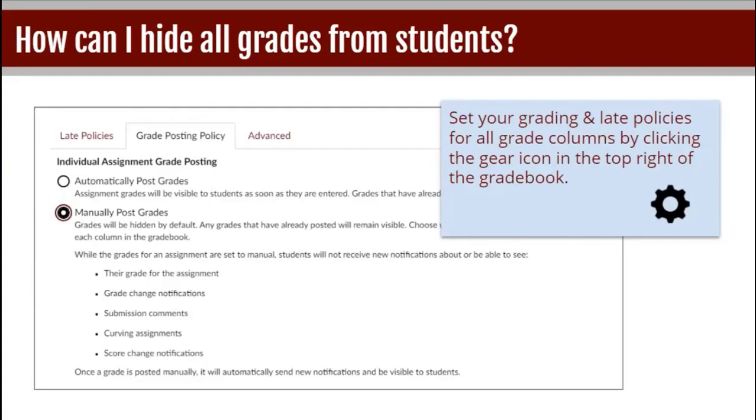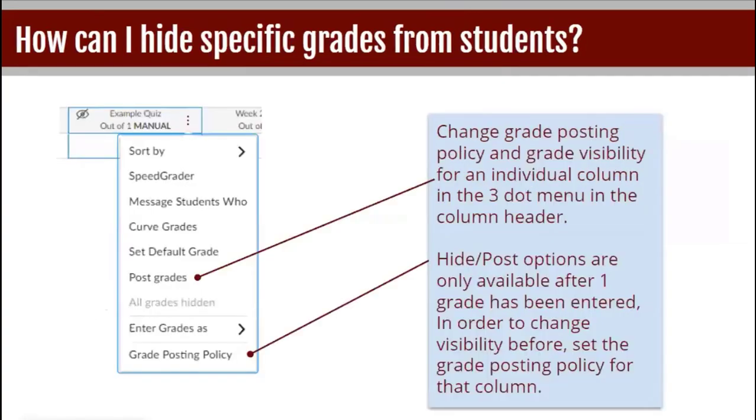Now, you can do this individually for each grade column, or you can set a grade posting policy for your entire course. And that's why it says all grades here. This is where you set your grading policy for the entire course. On the other hand, if you'd like to only hide specific grades from students, you can set the grade posting policy for a single column within the column 3-dot menu.